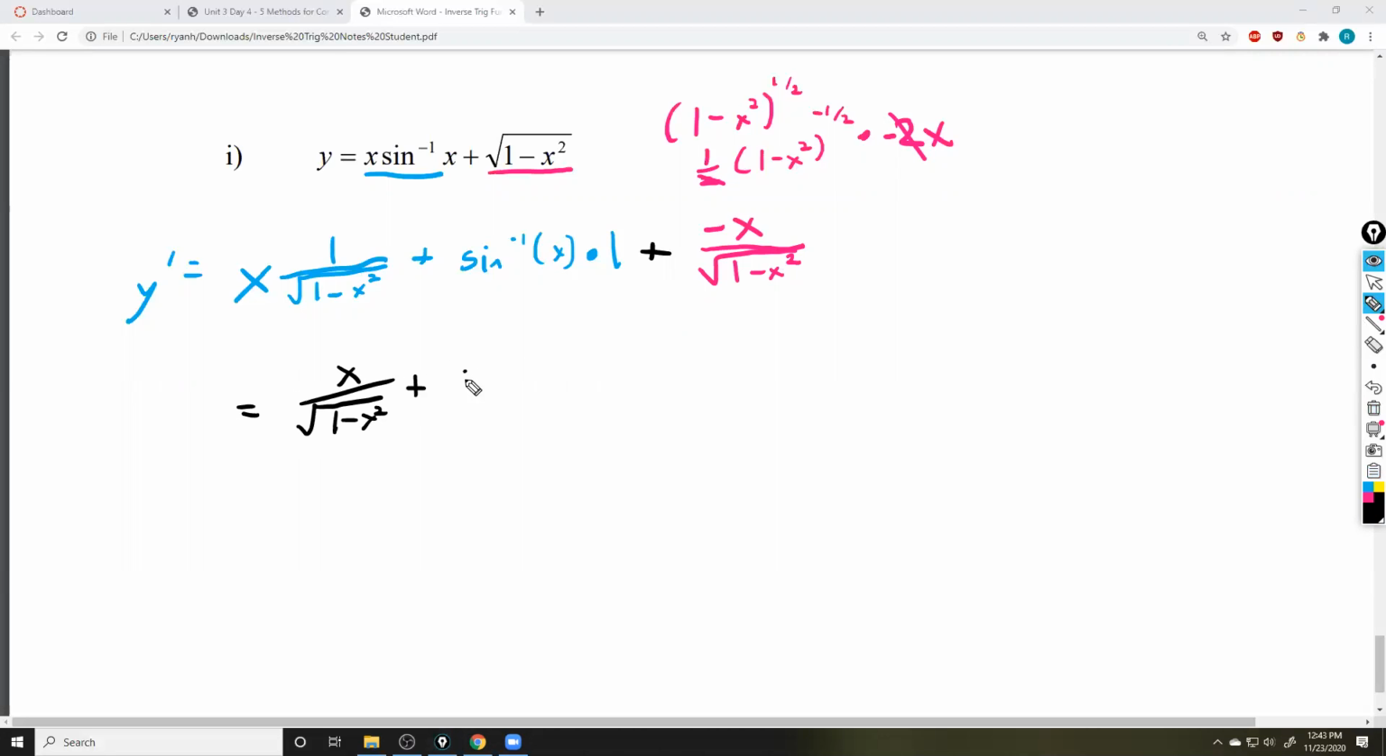Sine inverse of x times 1 is just sine inverse of x. Plus a negative means we have minus. And would you look at that? These cancel, and the answer is just sine inverse x.